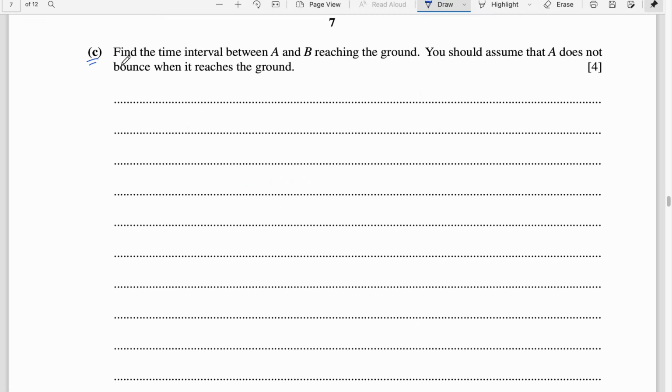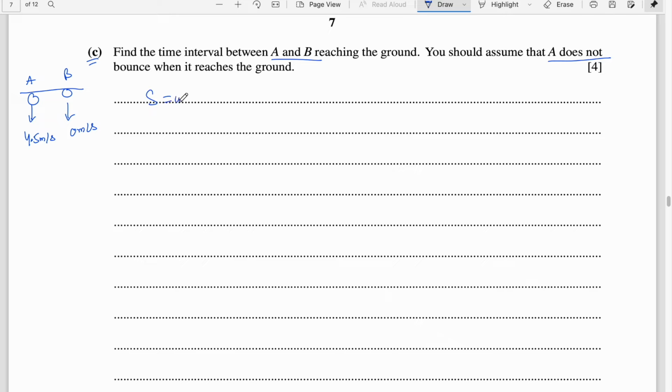Question 5C part. Find the time interval between A and B reaching the ground. You should assume that A does not bounce when it reaches the ground. Now this is the case. Particle A is coming down with the speed of 4.5 meters per second as found in B part, and particle B starts from rest. Speed is 0 meters per second as given in the B part.